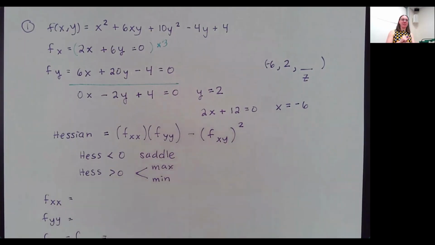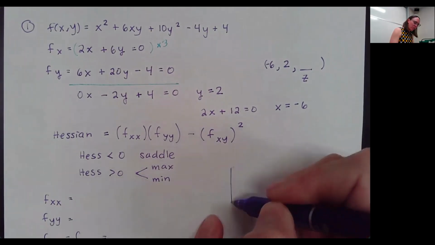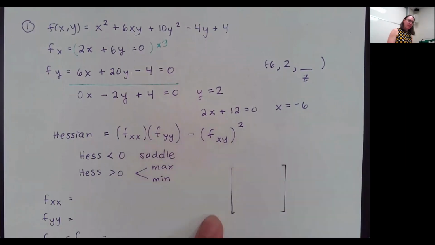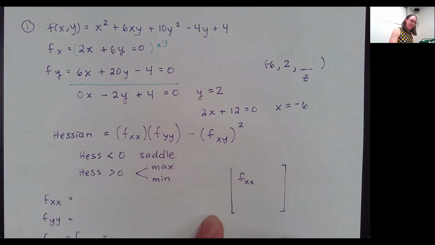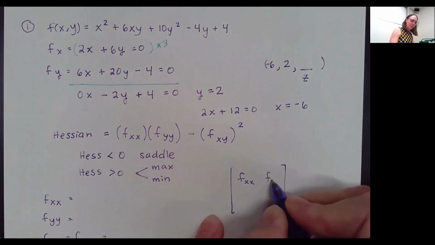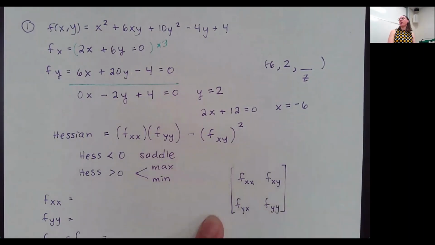The connection back to the determinant is from putting this into a matrix of partial derivatives, where I have my second partial with respect to x twice, my partial first with respect to x and then with respect to y, my partial with respect to y and then with respect to x, and my second partial with respect to y twice.